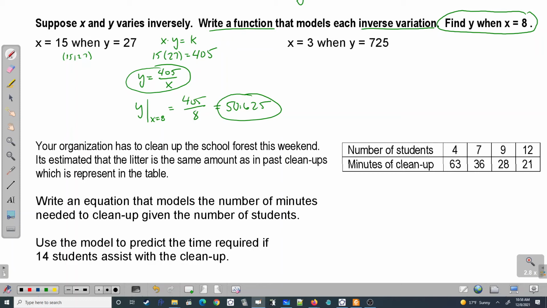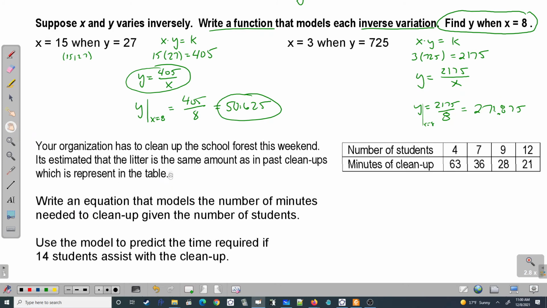Nothing's going to change except for the numbers. X equals 3, y is 725. So again, for an inverse variation, it's really easy. Just take your x's and y's, multiply them together, and you'll get your k. So 3 times 725 works out to be 2175. So y equals 2175 all over x. And so when I want to figure out what y is going to be, all I have to do is just take 2175 and divide it by 8, specifically when x is equal to 8. And that worked out to be 271.875.